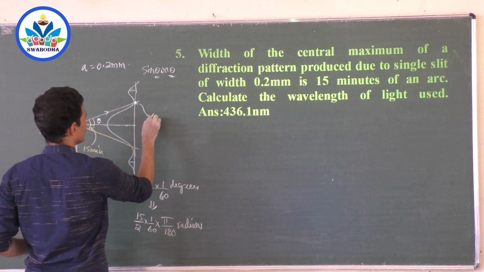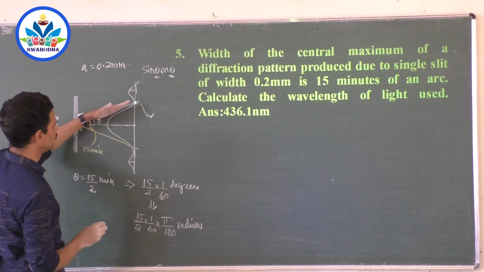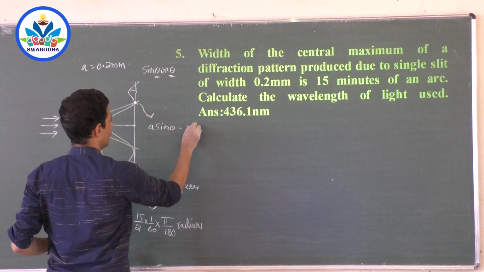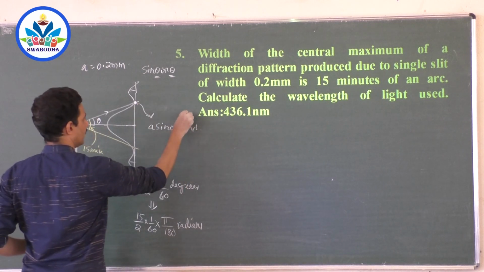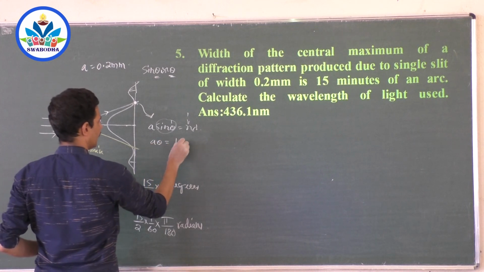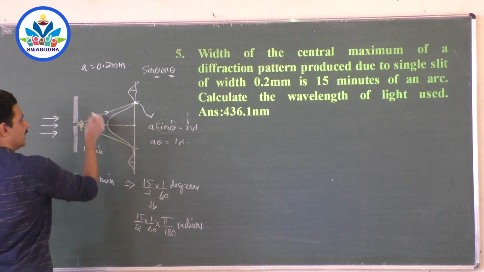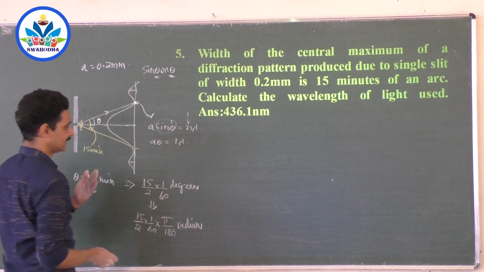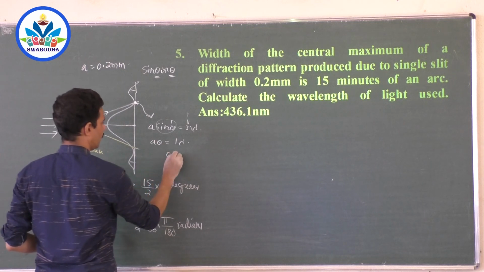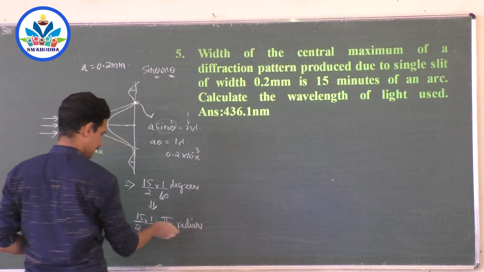Now come here. What is the condition for the formation of the first dark fringe? The diffracted beams should move at an angle such that a sin theta is equal to n lambda. Since it is the first one and theta is very small, a theta is equal to 1 lambda. Because this is the first dark fringe and the angle of diffraction is very small, sin theta is almost equal to theta. Now a is given as 0.2 millimeter, and theta is ready.